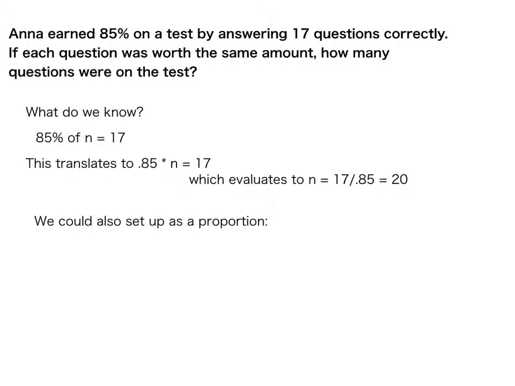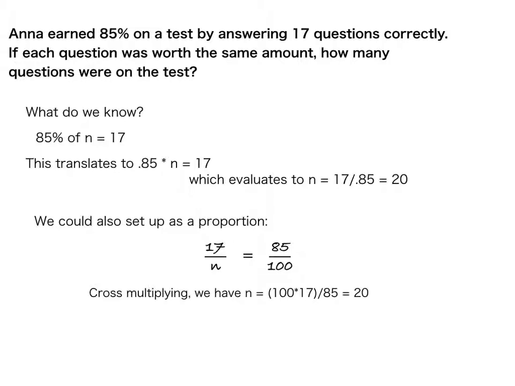Now, we just want to look at this as we set it up as a proportion. We have 17 over what number? We want to know the number. Equals 85 over 100. The 85 over 100 represents our 85%. So now we're going to cross multiply, giving us n equals 100 times 17. Divide that by 85, and again that gives us 20.